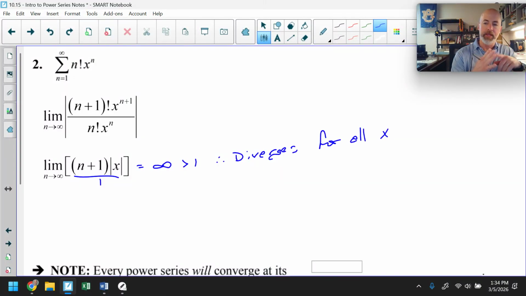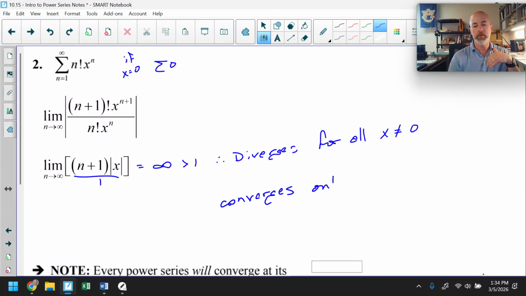But not quite, because there is one place that I can make this thing converge, and that is at the center. If I plug in 0 for x, now it would be a really silly series, but it's the sum of a bunch of zeros. So if x is equal to 0, I have the sum of 0, and if you add a bunch of zeros together, you're going to get 0. So this series will diverge for all x that are not equal to 0, which means the series converges only at x equals 0. So there's not really an interval of convergence. There's a point of convergence. The radius of convergence is 0.